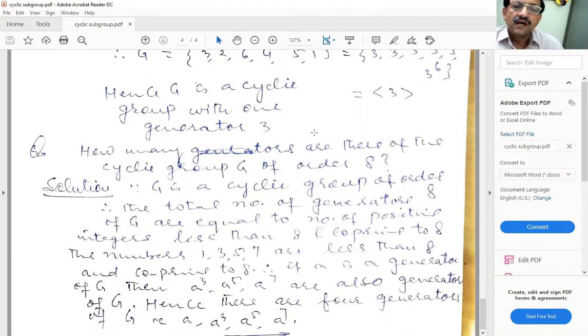Now the question is, how many generators are there of the cyclic group G of order 8? एक साइक्लिक ग्रुप G जिसका ऑर्डर 8 है उसके कितने जनरेटर हो सकते हैं? सॉल्यूशन में, since G is a cyclic group of order 8, therefore the total number of generators of G are equal to the number of positive integers less than 8 and co-prime to 8.